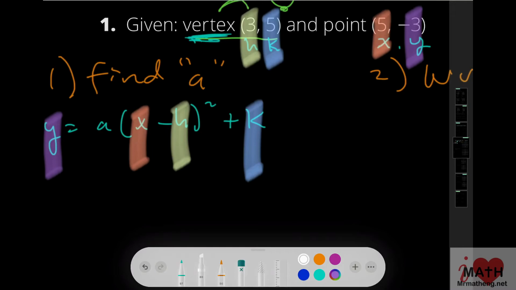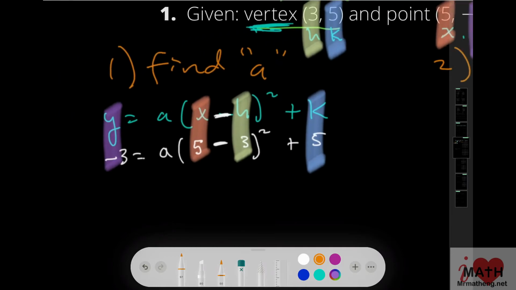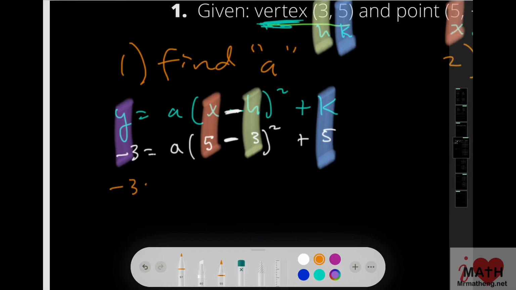So let's write down just what we wrote in there. So our Y value is -3. The A value we're solving for. My X value up here is 5 in red. Okay, pay attention. This minus sign, it just stays there. You just rewrite it again. Okay, your H value is 3. We're going to square it, and then your K value up there is 5. Okay, so we're just going to simplify this and solve for A. -3 equals A times (5 minus 3), and 5 minus 3 is 2.